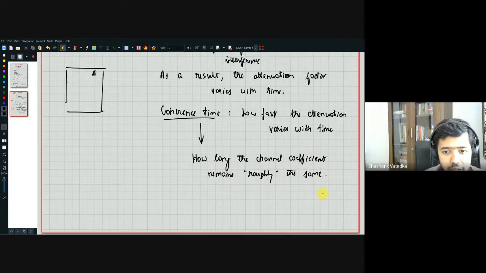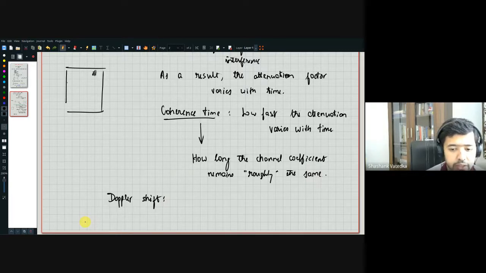Okay, so this is one effect of relative motion, but there's another effect of relative motion between the transmitter and the receiver, and that is a Doppler shift. Right? So the Doppler shift is more noticeable if the transmitter and the receiver are moving very fast. So if you're moving very slowly, then this doesn't really happen. What is a Doppler shift? A Doppler shift is a change in the frequency of the received signal.